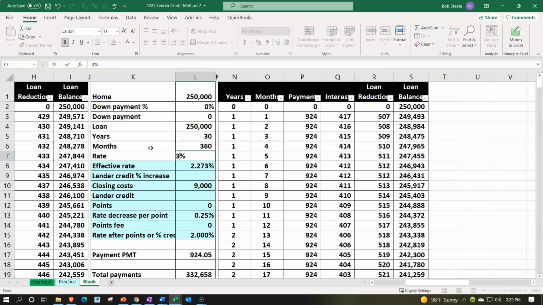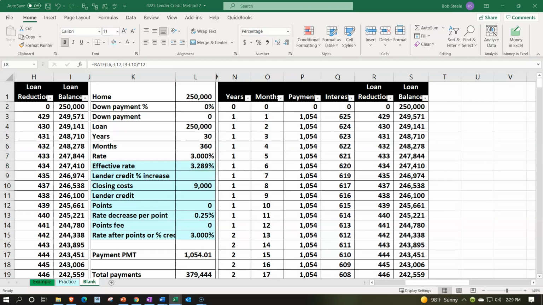Let's put it back to 3%, and then we could say, okay, let's add our new piece of data, which is that we're going to get a lender credit in exchange for the 0.0075, adding some decimals, number group, percent, a few decimals, 0.75% increase in the rate. So we got that calculated down here automatically.